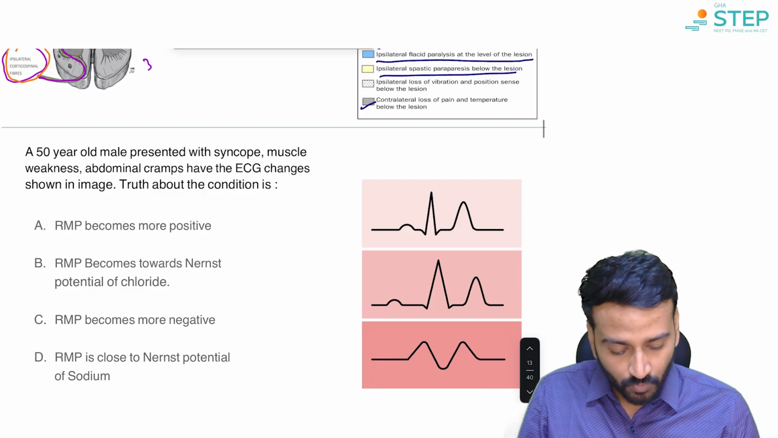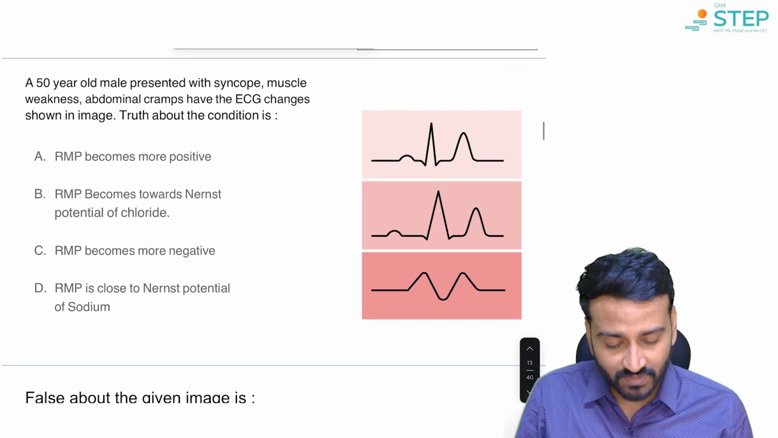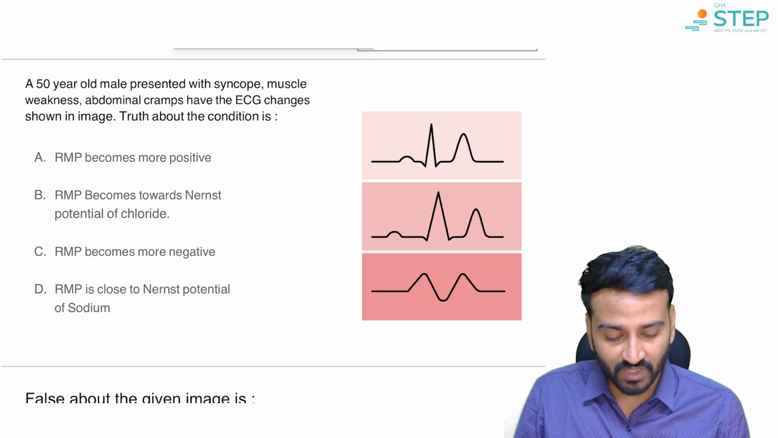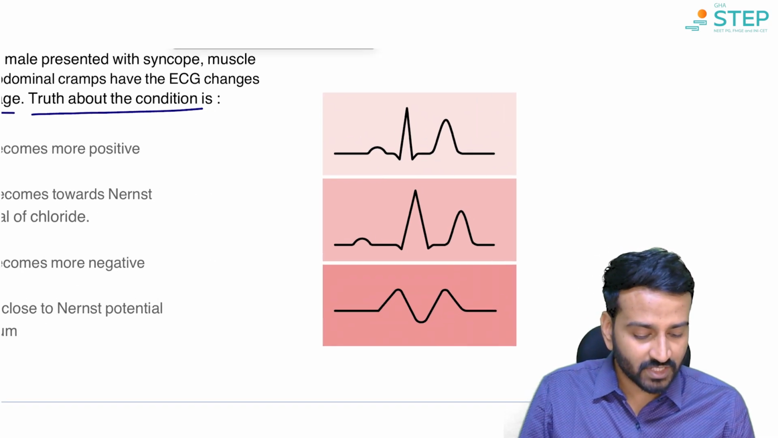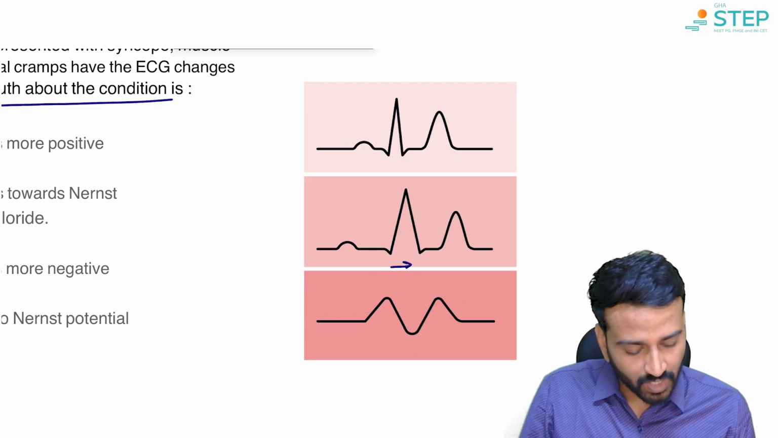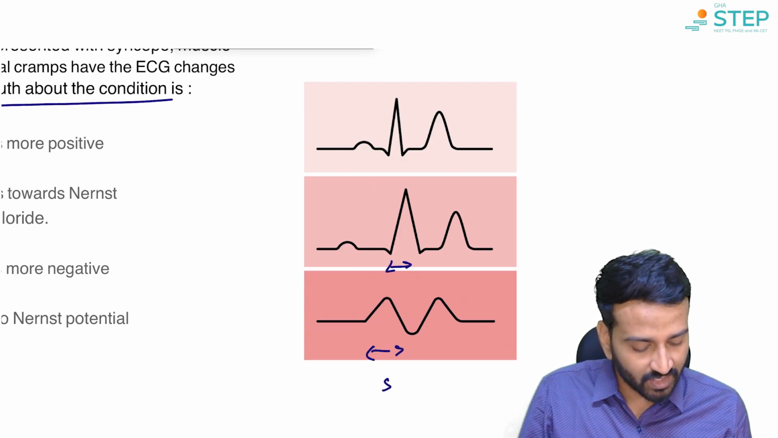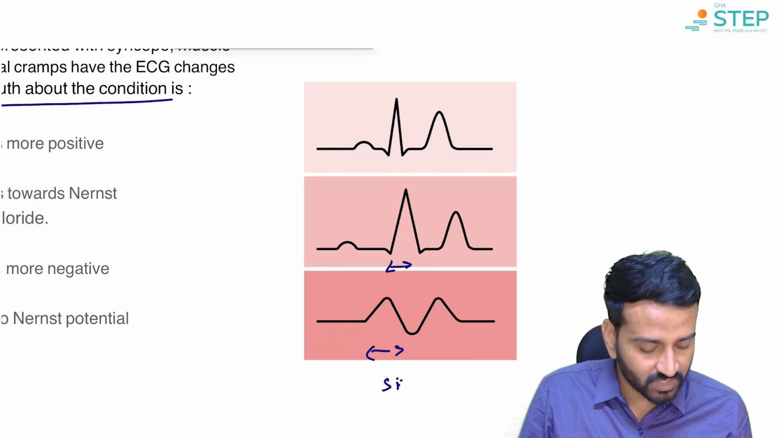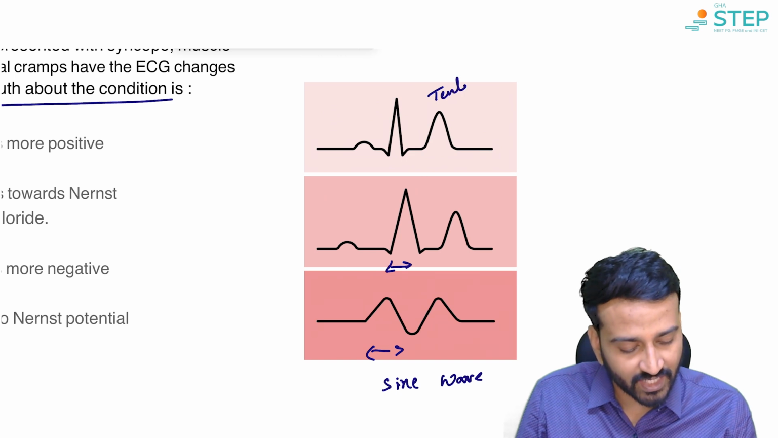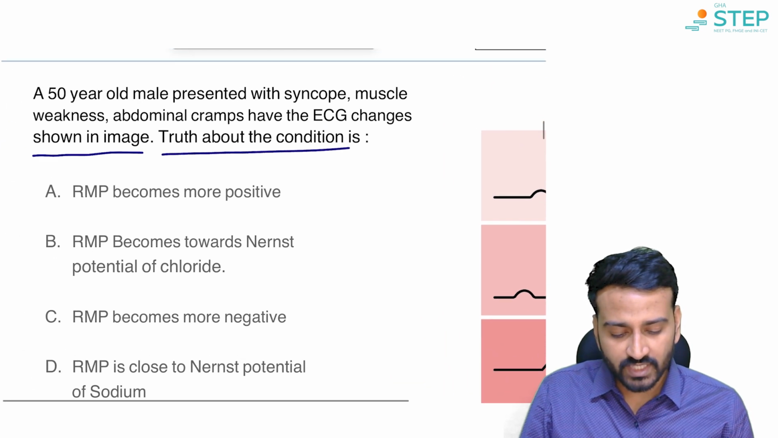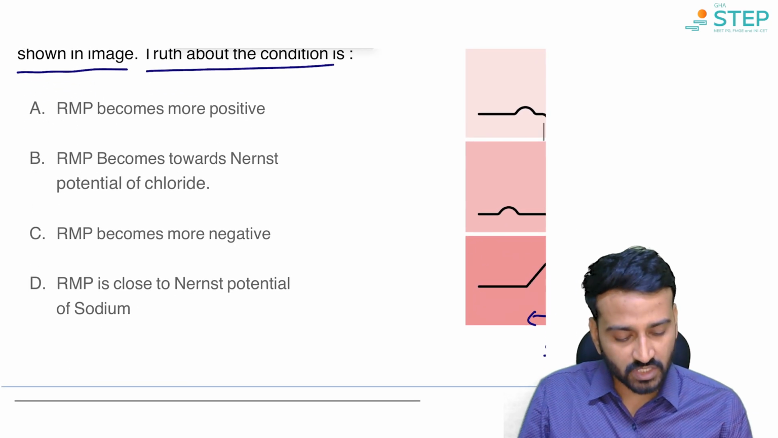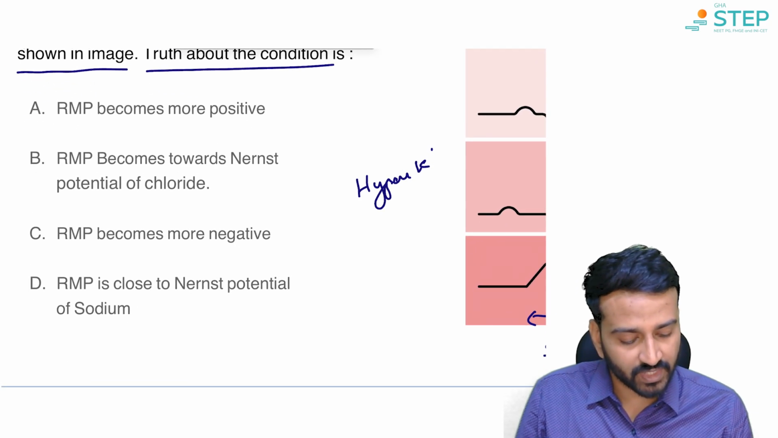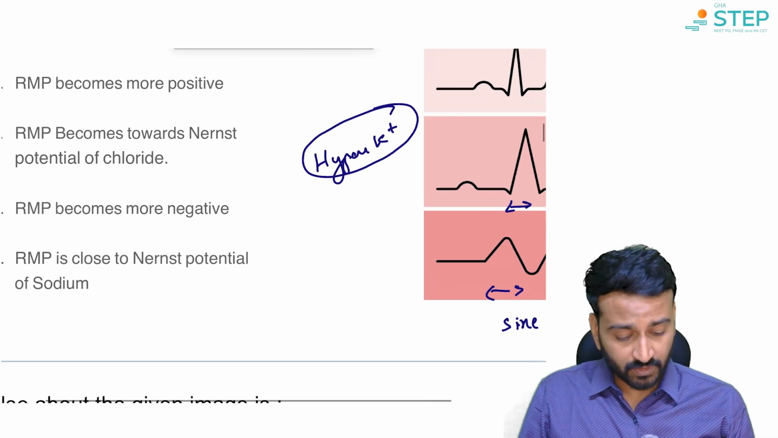Okay. Moving ahead. A 50-year-old male presented with syncope, muscle weakness, abdominal cramps, and has the ECG changes shown in the image. Truth about the condition. In this ECG, if you observe, the QRS complex distance increases and it ends up in a broad complex fused with the T wave. We call it a sine wave pattern, and before that the first change is tented T waves. All these symptoms along with the tented T waves point more towards hyperkalemia.